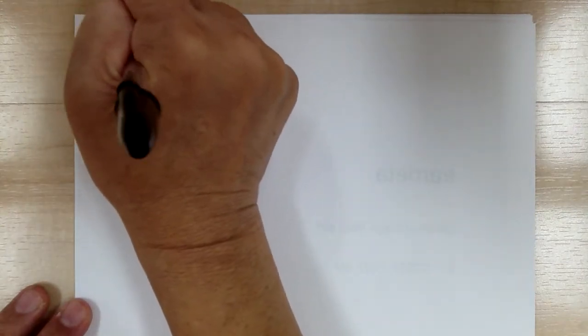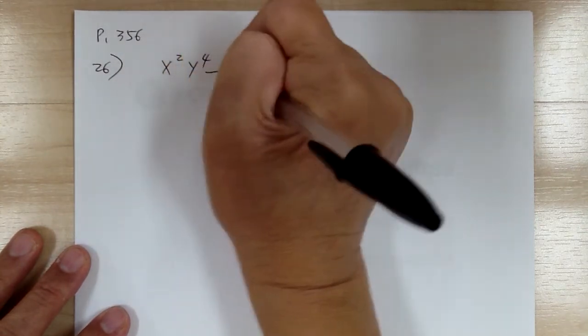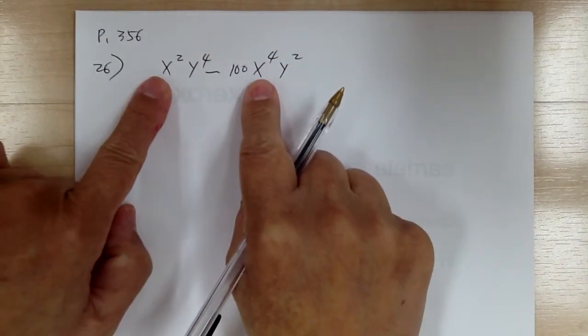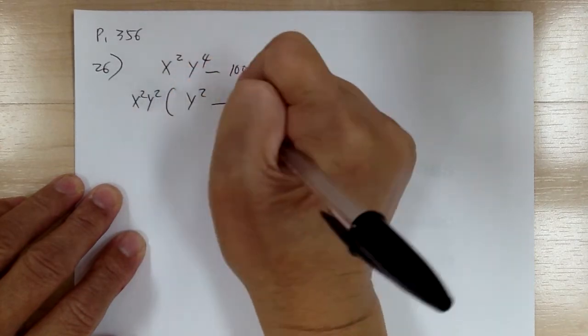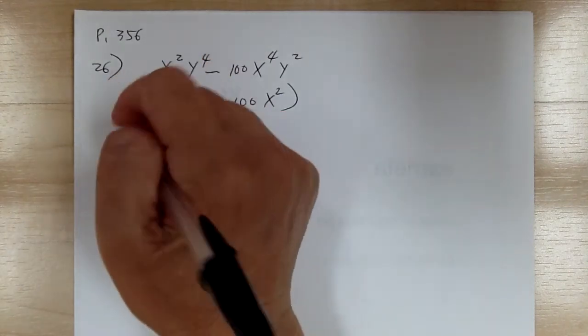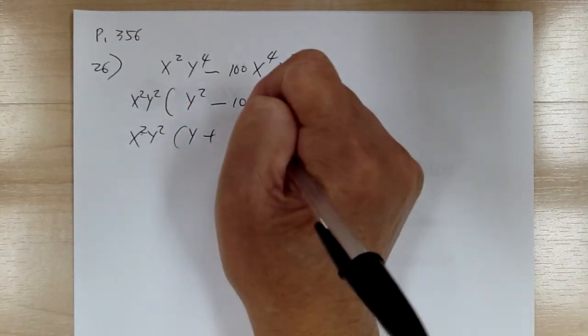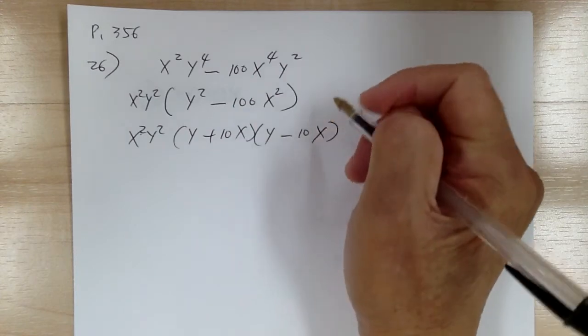Okay, let's go to the next one. Here you have x squared y to the 4 minus 100 x to the 4 y squared. So step 1, common factor. This one you can factor the x squared, you can factor the y squared. So this would become y squared minus 100x squared. And now you go to step 2. This would be step 2a. So it'd be y plus minus. Now 100, you need to get 10 and 10, right? 10 times 10 gives you 100, and you need to have an x and an x. And that's it.